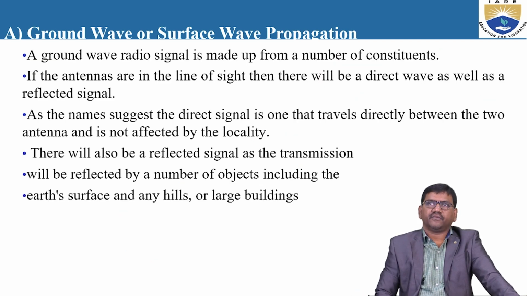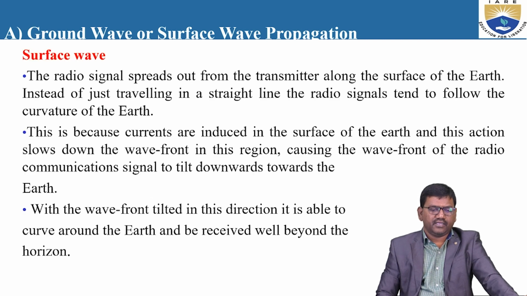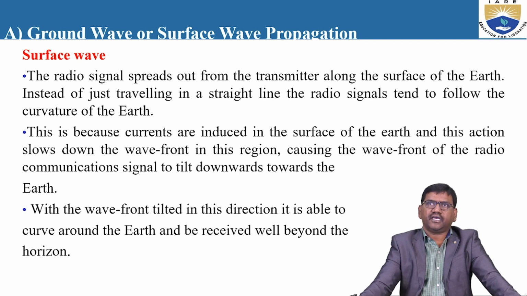A ground wave signal is made up of a number of constituents. If the antennas are in the line of sight, then there will be a direct wave as well as a reflected signal. As the name suggests, the direct signal is one that travels directly between the two antennas and is not affected by the locality. The radio signal spreads out from the transmitter along the surface of the earth. So instead of just traveling in a straight line, the radio signals tend to follow the curvature of the earth. This is because currents are induced in the surface of the earth, and this action slows down the wavefront in this region, causing the wavefront of the radio communication signal to tilt downwards towards the earth.